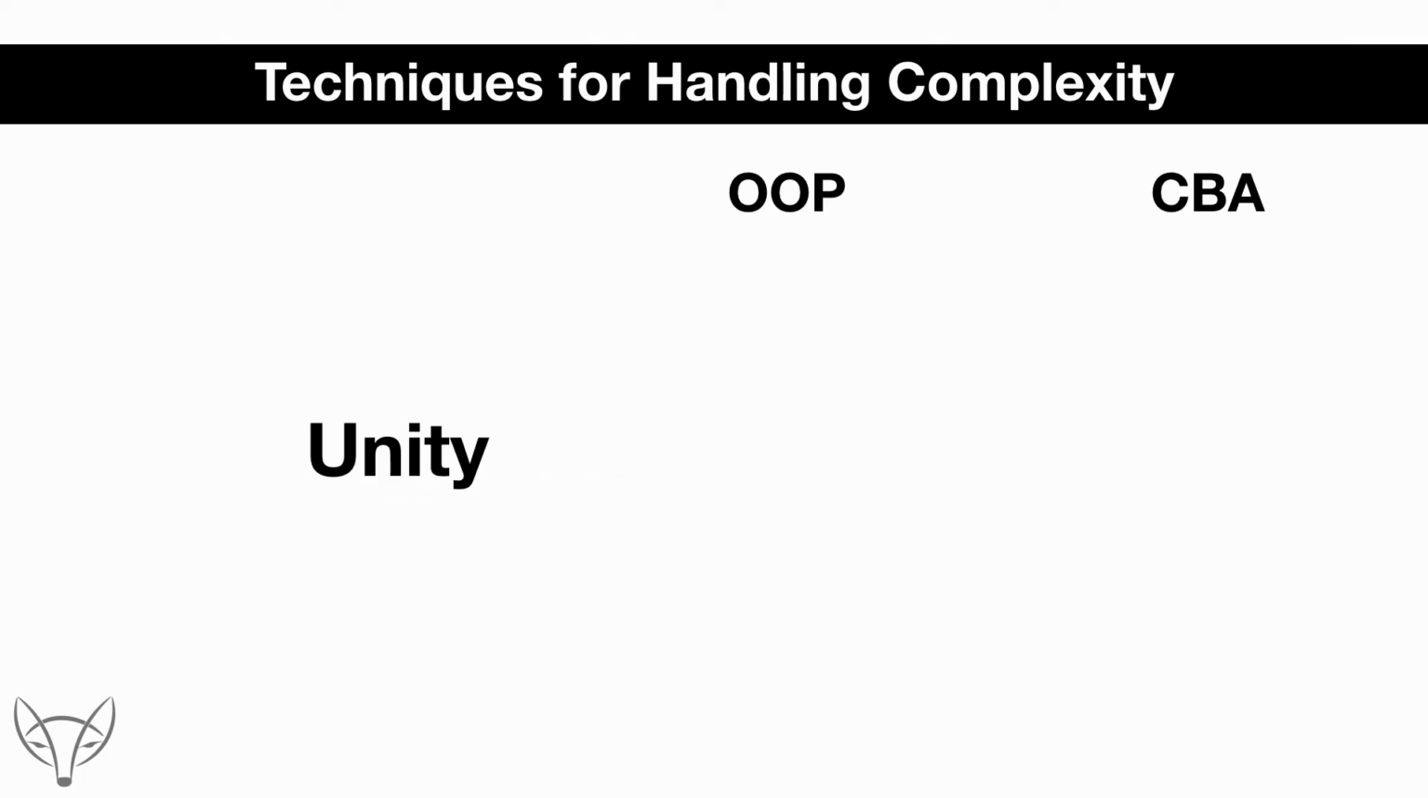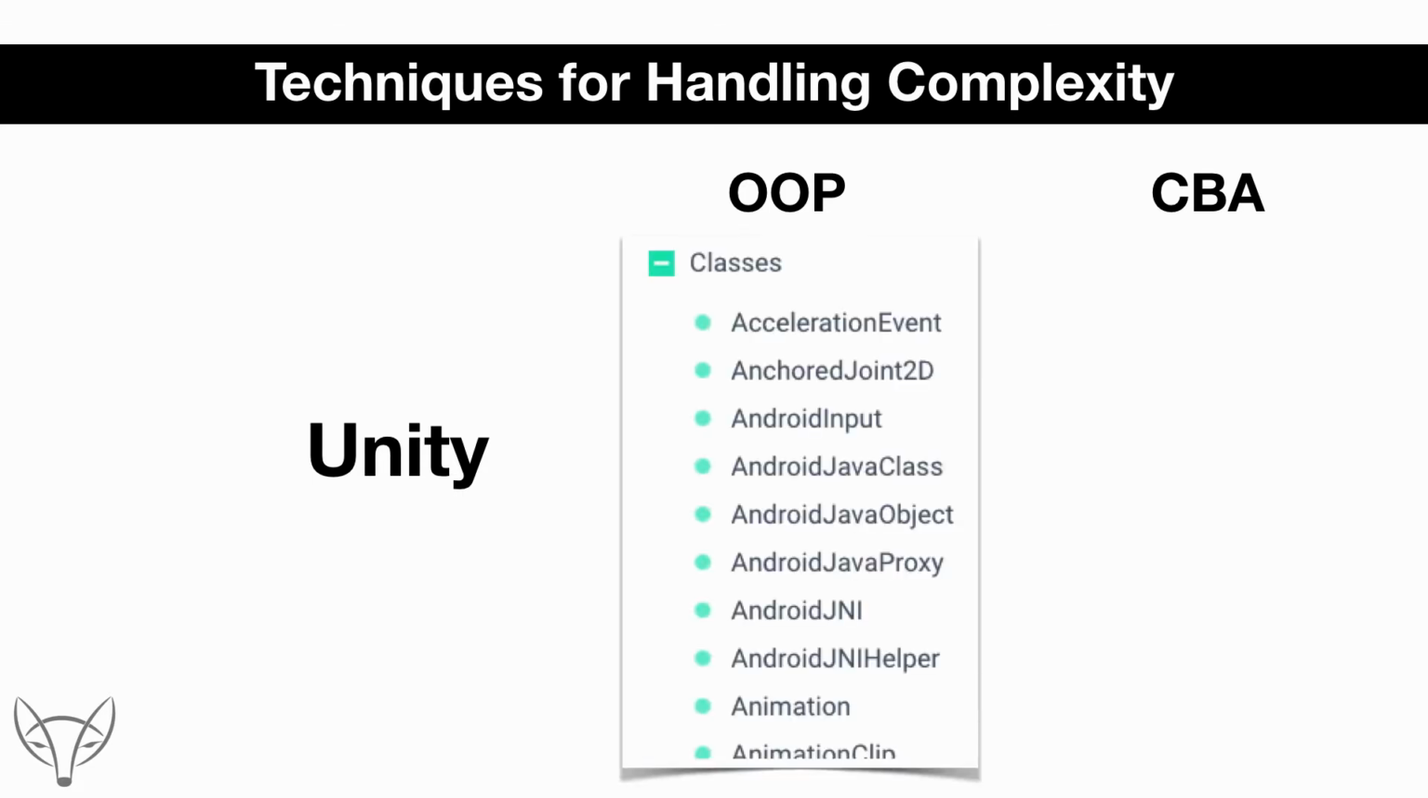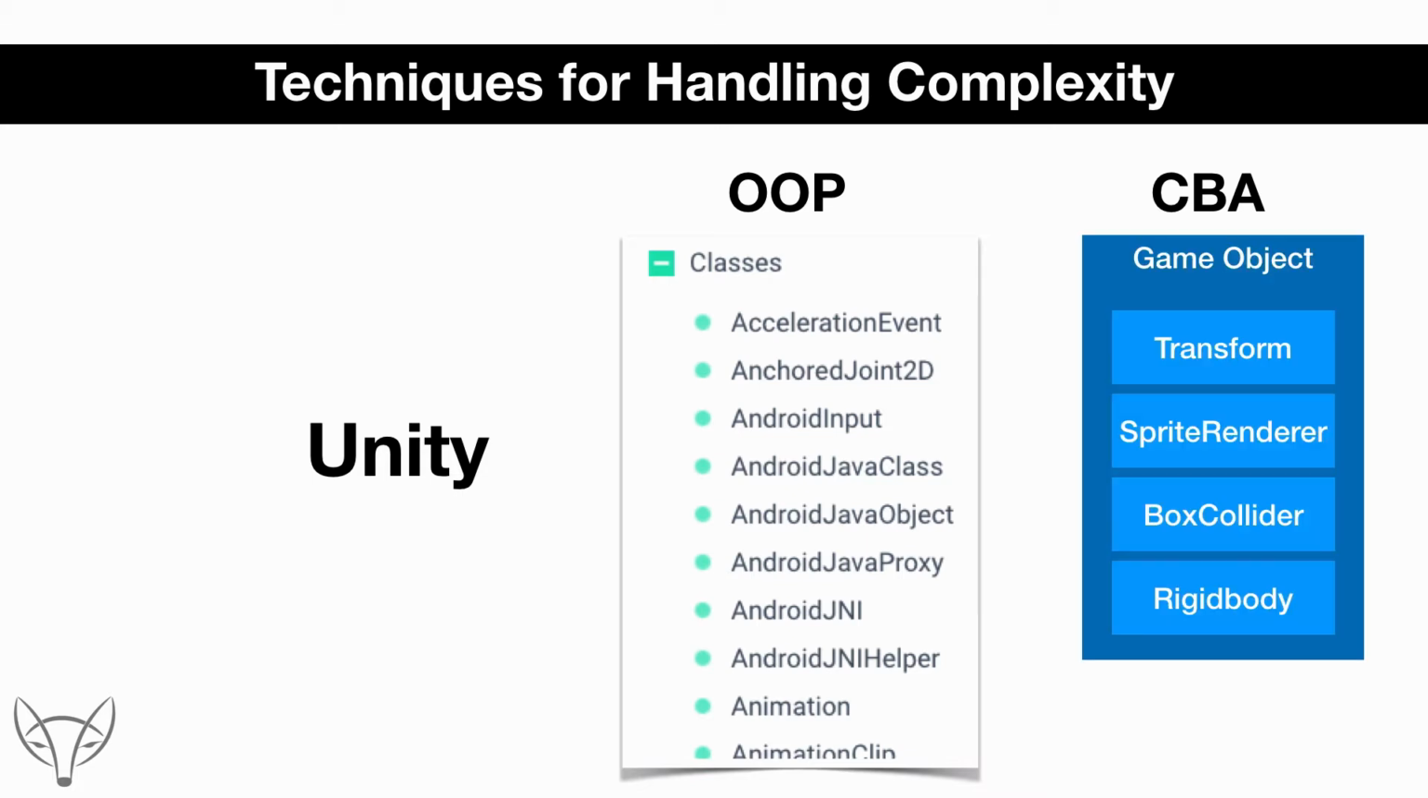In Unity, the OOP and CBA are built into the game engine itself. Look at OOP. When you write your own code, you will be able to use the functionality of hundreds of pre-made classes. Look at CBA. In Unity, the complex objects of CBA are called game objects, and the reusable components are called simply components. Here you see only 4 components, but there are hundreds of components to choose from.